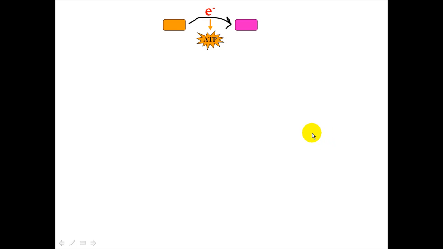It turns out that different cells can use different things as electron sources, and different cells can use different things as electron acceptors. And so what we'll do is I'll show you some examples of things that can be used as electron sources and things that can be used as electron acceptors. So first, we'll start with something that you might be familiar with.